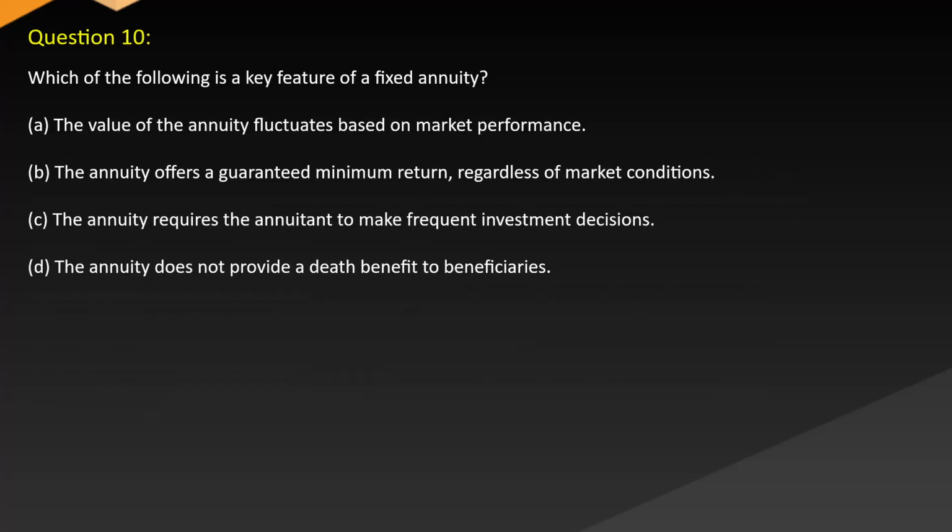Question 10. Which of the following is a key feature of a fixed annuity? A. The value of the annuity fluctuates based on market performance. B. The annuity offers a guaranteed minimum return regardless of market conditions. C. The annuity requires the annuitant to make frequent investment decisions. D. The annuity does not provide a death benefit to beneficiaries.